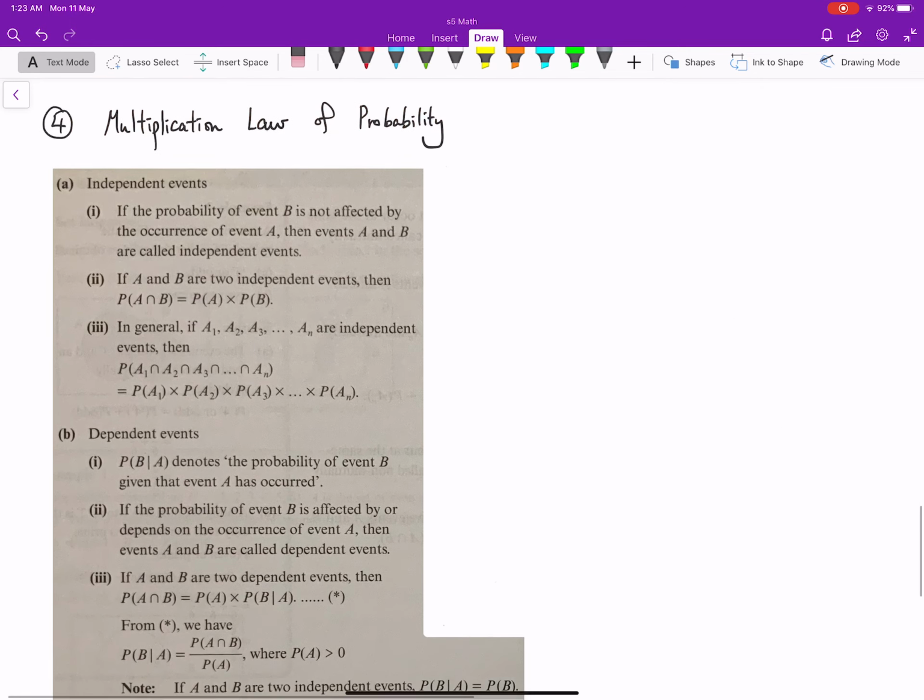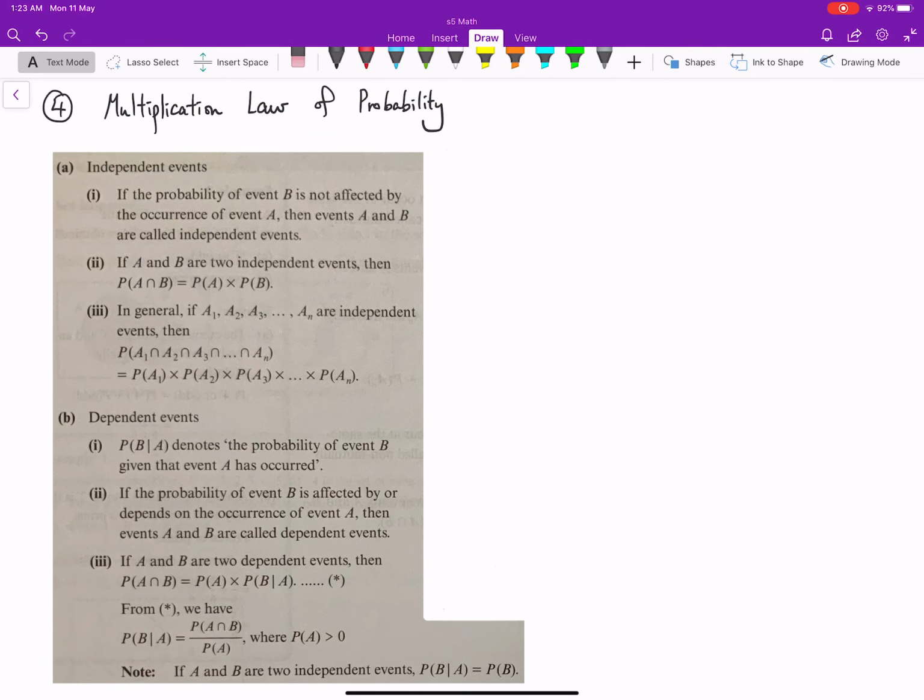And now we go to the last rule, which is the multiplication law. First of all, okay, we need to understand a concept which is independent event. So if one event is not affected by the occurrence of another event, then they are independent. And in these situations, you will have P(A and B) equal to P(A) times P(B), okay, the probability of them occurring, and then you multiply together. And if you have more than one, similarly, you will get this one.